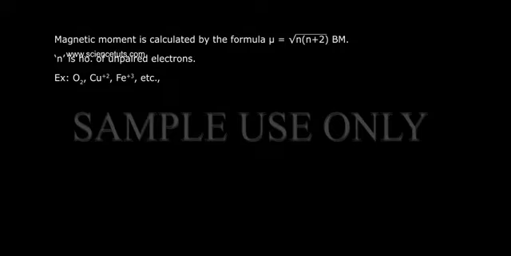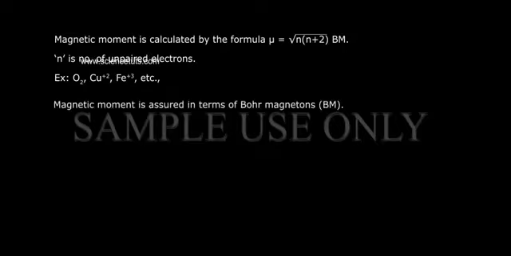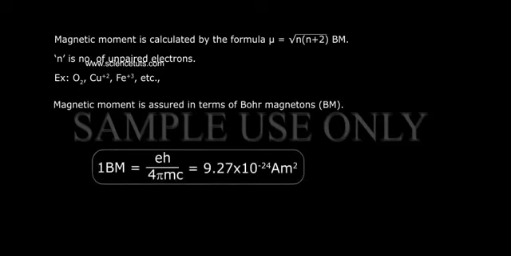Magnetic moment is calculated by the formula mu equals square root of n(n+2) BM. n is the number of unpaired electrons. Magnetic moment is expressed in terms of Bohr magneton, BM. 1 BM equals eh by 4 pi mc, which equals 9.27 into 10 power minus 24 ampere meter square.